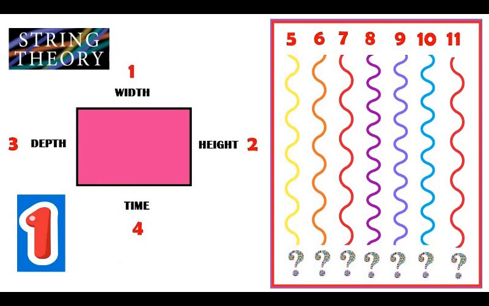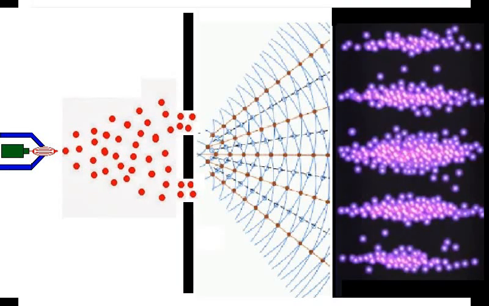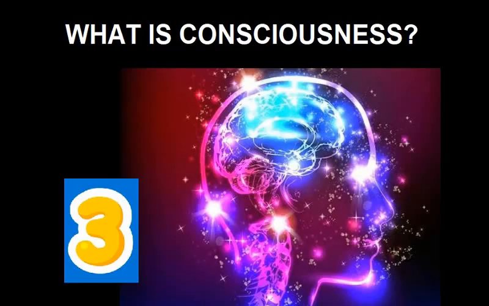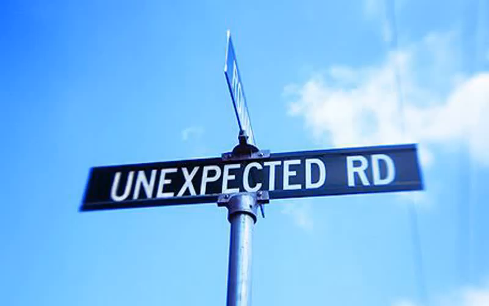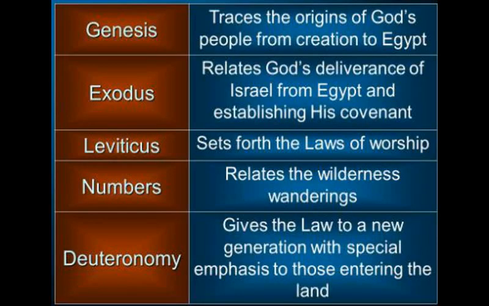In summary, the 3 great mysteries of science we discussed are: what are the 7 other dimensions of superstring theory? Why do electrons that are looked at change from acting like waves to particles? And what is consciousness? We will now look for clues to these 3 mysteries in an unexpected source. We will examine 2 symbols that are in the first 5 books of the Bible.